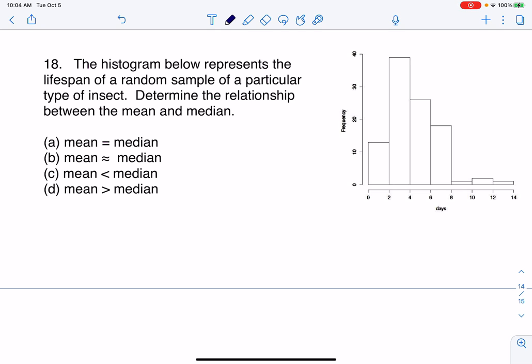Hey everyone, let's take a look at number 18. The histogram below represents the lifespan of a random sample of a particular type of insect. Well, they don't live that long, just looking at it. These units are in days. Determine the relationship between the mean and the median.